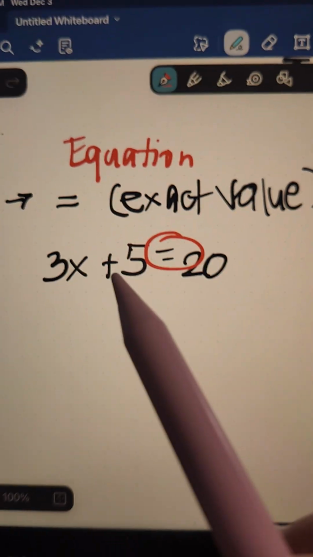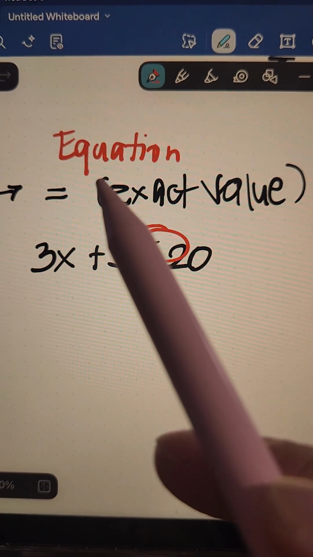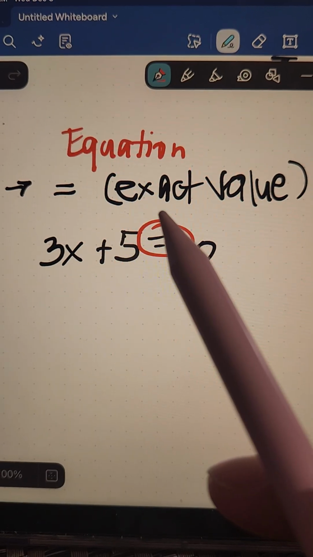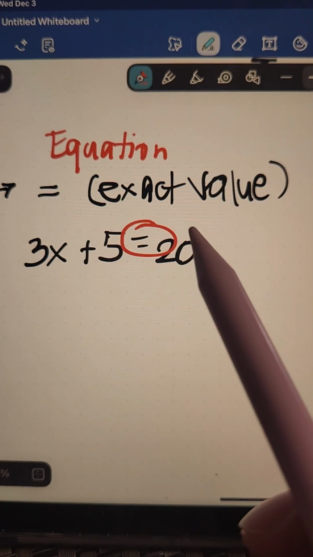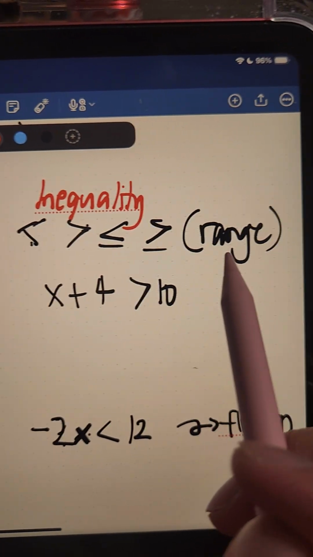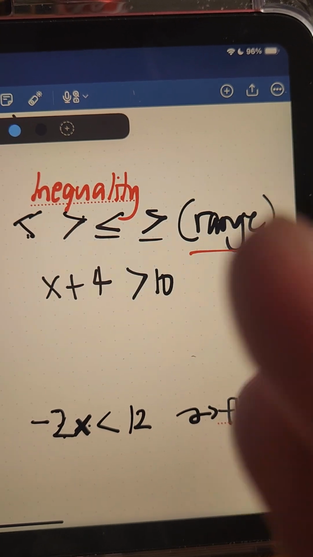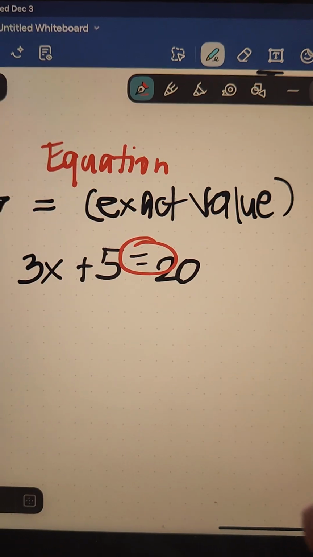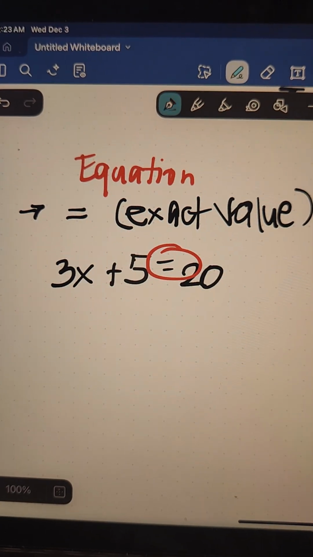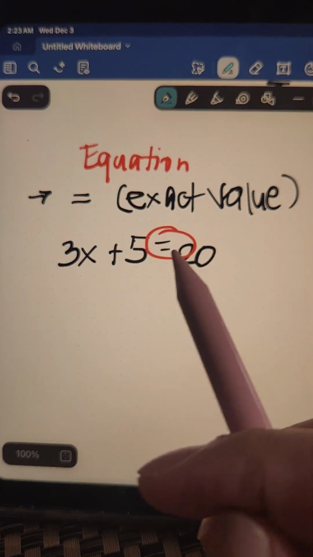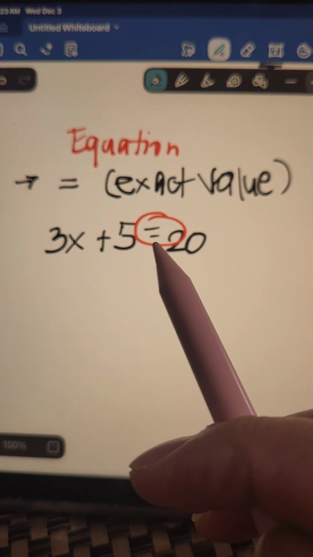Okay. Another difference: with an equation, when you solve it, you only get one answer. Just one exact value. Whereas in an inequality, it's a range. Okay? So it's a set of numbers. Let's take for example this one. Okay? So again, this is an example of an equation because you have an equal sign.